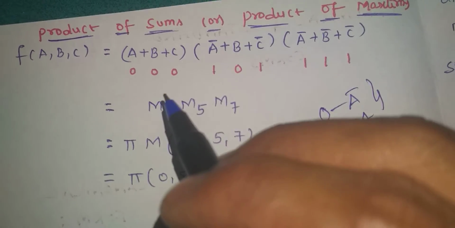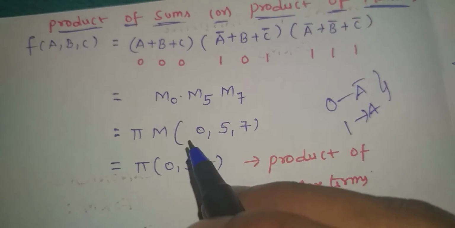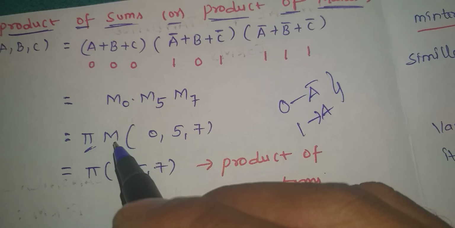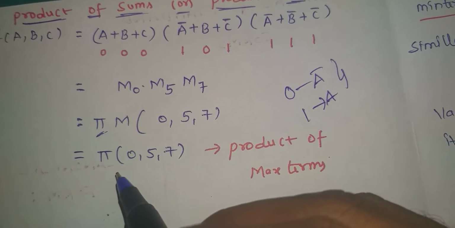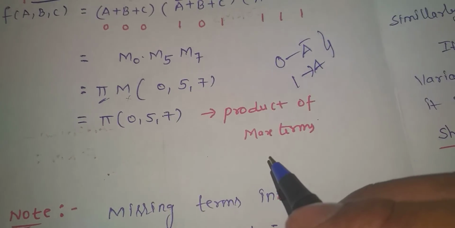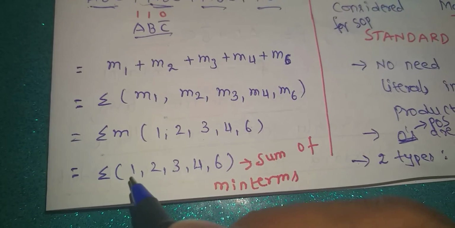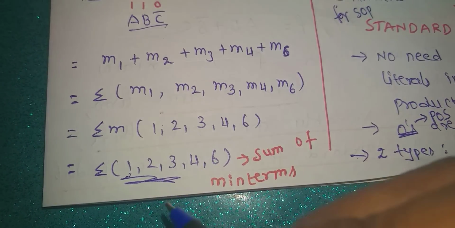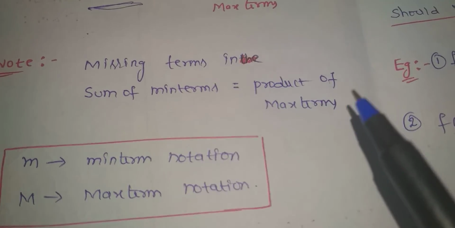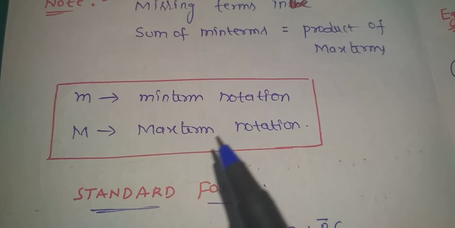For this we use capital letter M notation: M0, M5 and M7. The product is represented with the notation pi. If you take M as common, 0, 5, 7, and you can eliminate the M. This is product of max terms. Now observe product of max terms 0, 5, 7 and sum of min terms 1, 2, 3, 4, 6. I can conclude that the missing terms in sum of min terms are the product of max terms. Small letter m is min term notation, and capital letter M is max term notation.